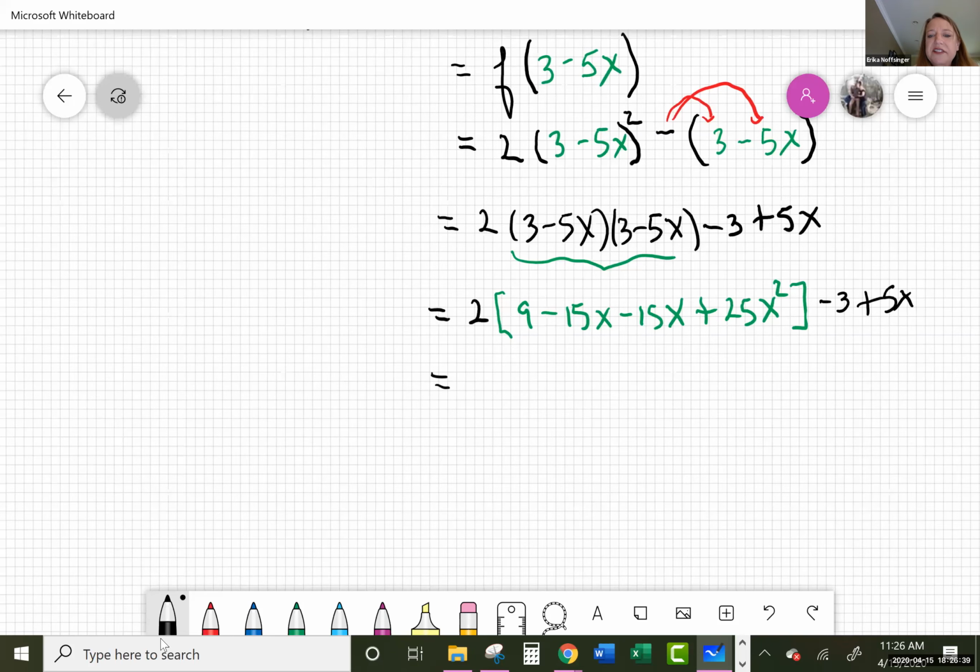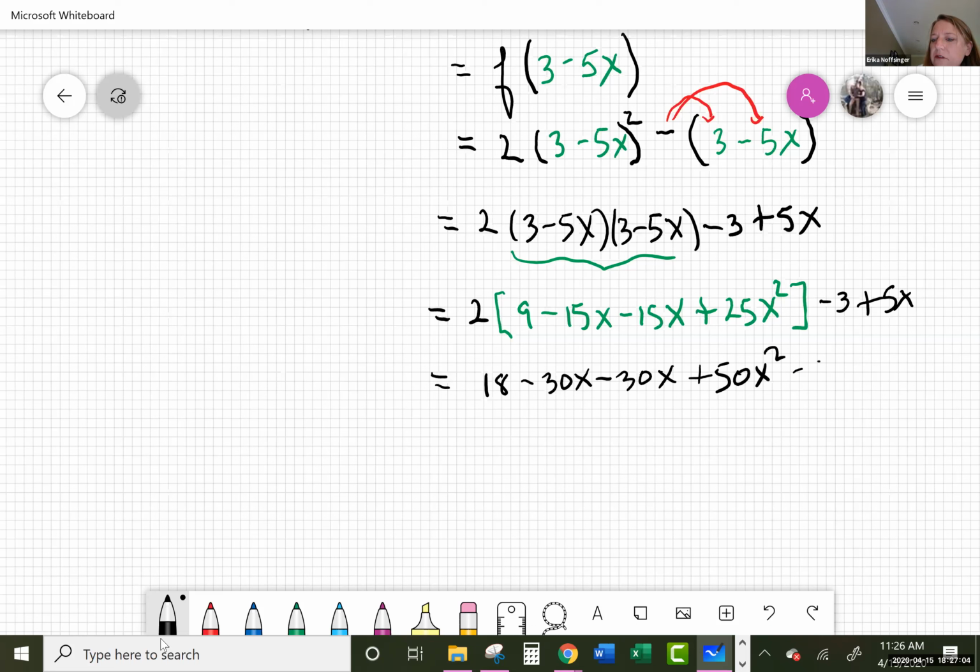Okay, so I have 2 times 9. Let's just distribute. I know I can simplify inside, but I want to save some time. So let's just distribute. 2 times 9 is 18. 2 times -15x is -30x. 2 times 25x squared is plus 50x squared.